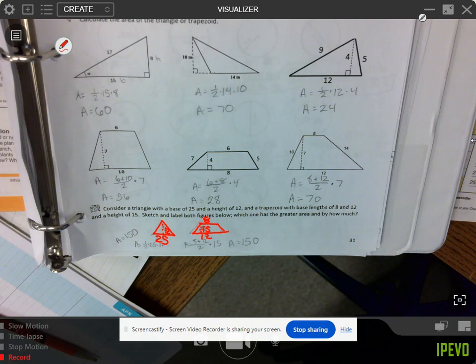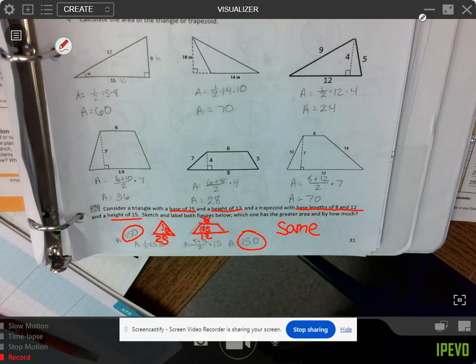And then figure out which one has the greater area. The triangle has an area of 150. The trapezoid has an area of 150. So they are the same. It wasn't one is bigger than the other. They're the same. How did you tell? In the directions, base of 25, height of 12. I didn't make it up. I labeled it from the directions. The trapezoid had bases of 8 and 12 and a height of 15. So I used the numbers they gave me.